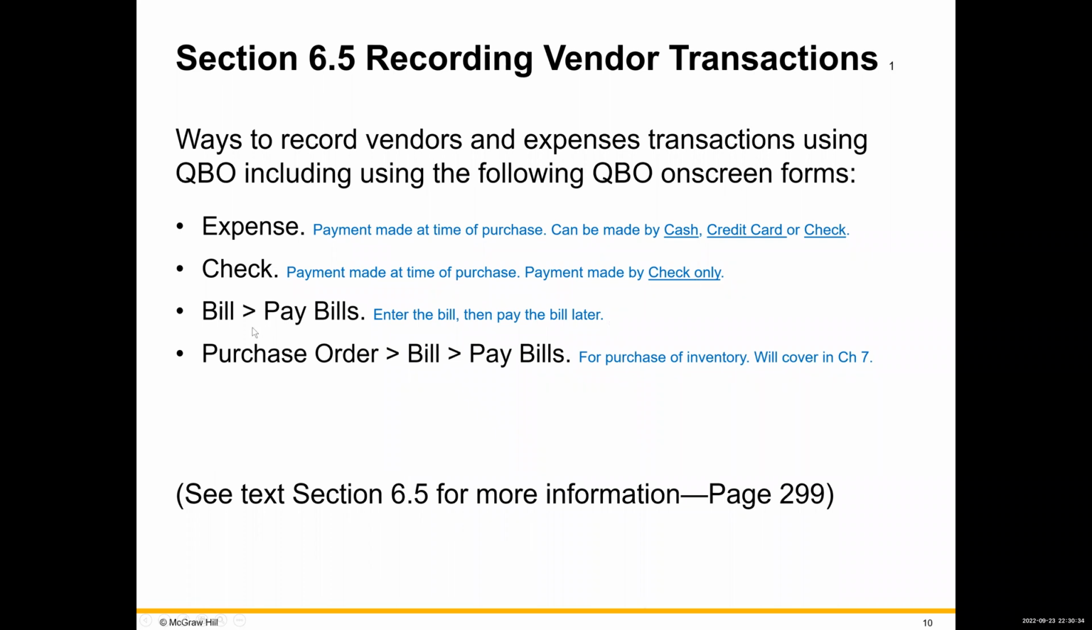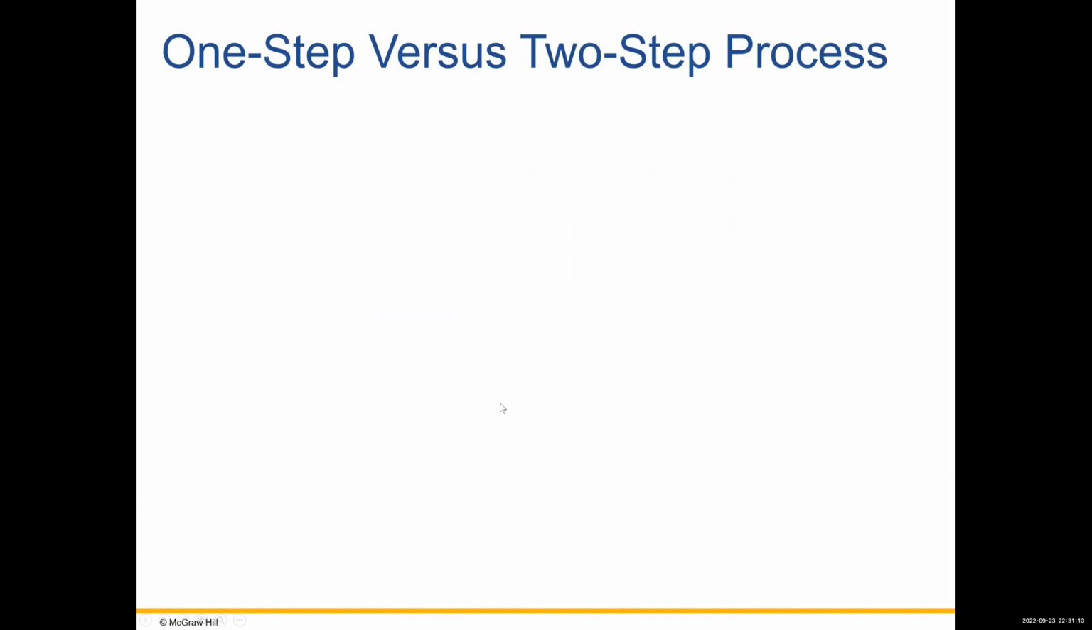Now, if you want to buy something on account, right? So you get it, but then you tell the guy, "I'll pay you later." Then what you're going to do is you're going to enter the bill, and behind the scenes, it's going to create a liability. And then later, you're going to pay that bill and reduce your liability. So we'll be doing that. Now, this one, we add purchase order to the bill and pay bill sequence. We're not going to worry about that because this is for purchase of inventory, and we'll cover that in chapter 7.